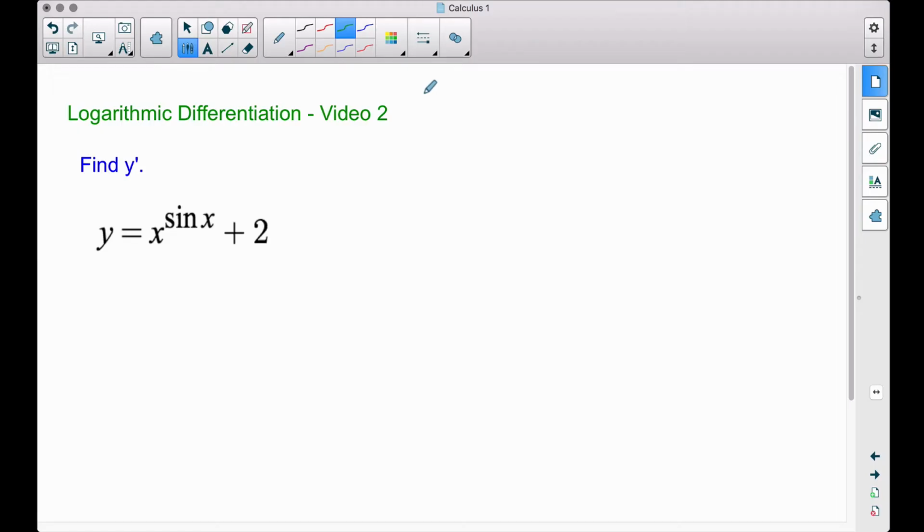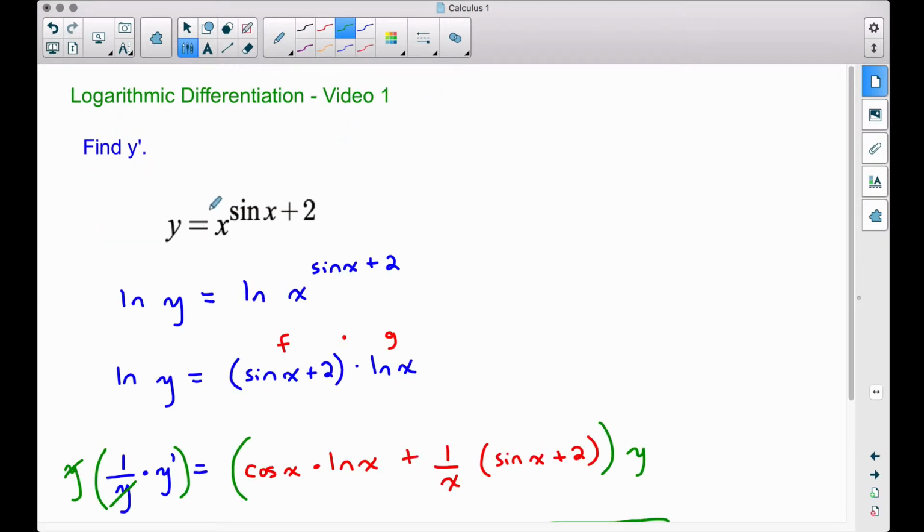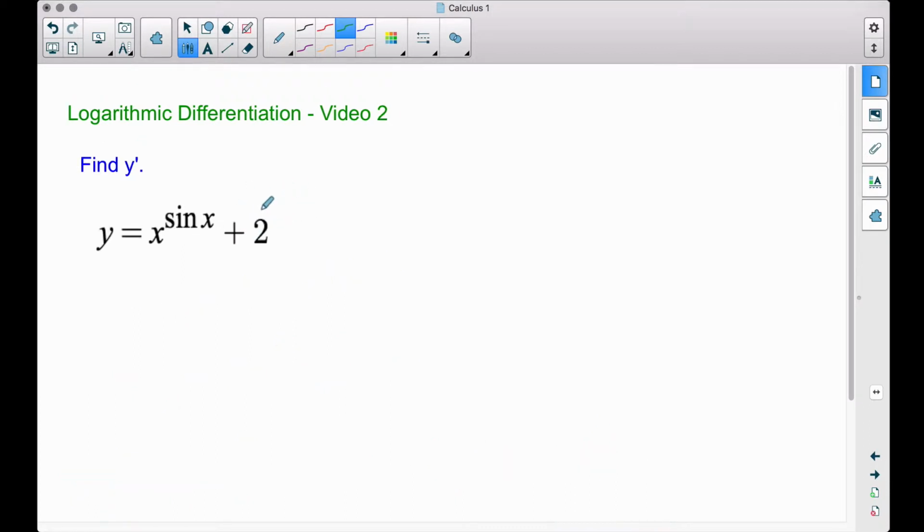In this video, we're going to look at another example of logarithmic differentiation, and this example is similar to video number 1, except now, notice in video number 1 we have y equals x to the sine of x plus 2 power. All of this was in the exponent. Now we simply have the sine of x in the exponent, and we are adding 2 after that. So we're still going to do logarithmic differentiation because we have some function of x raised to some function of x as a power. So we have something with an x raised to something with an x power, a good indicator that you want to use logarithmic differentiation.